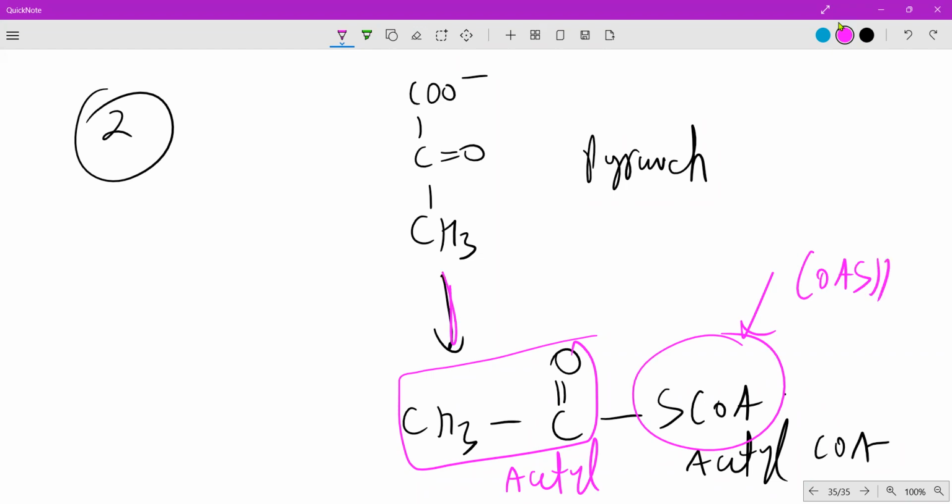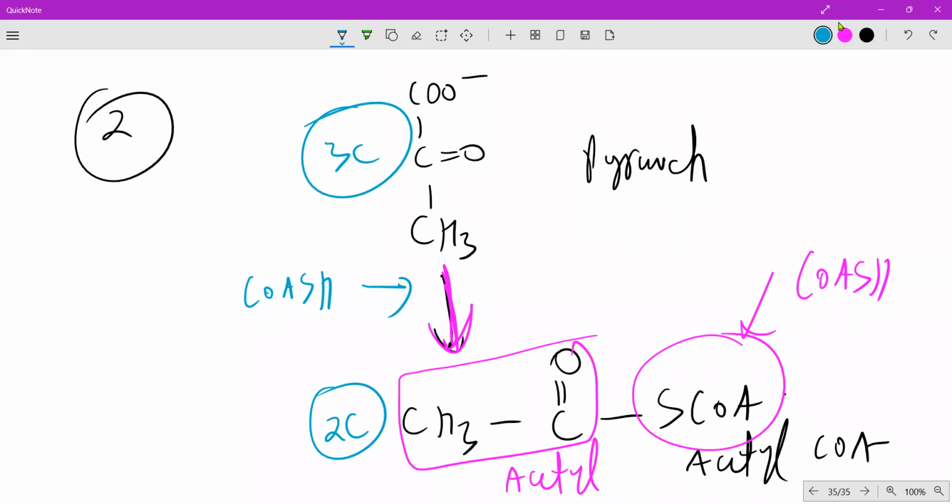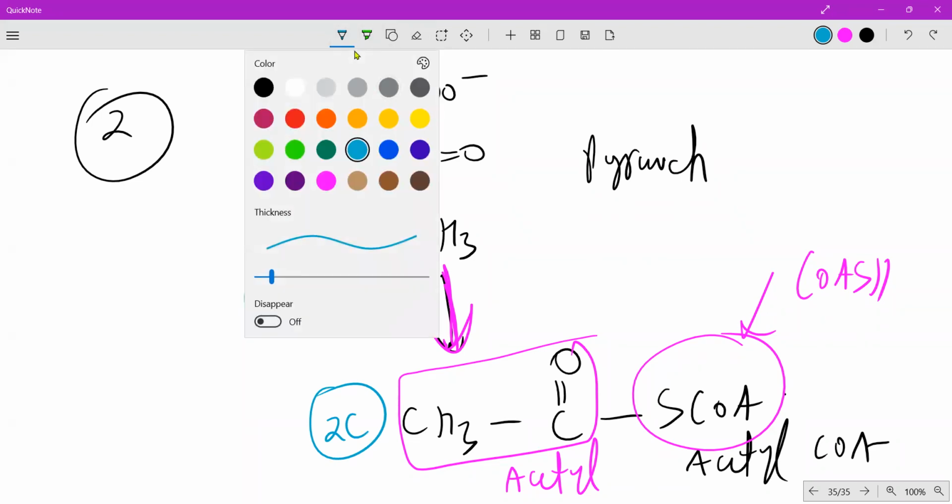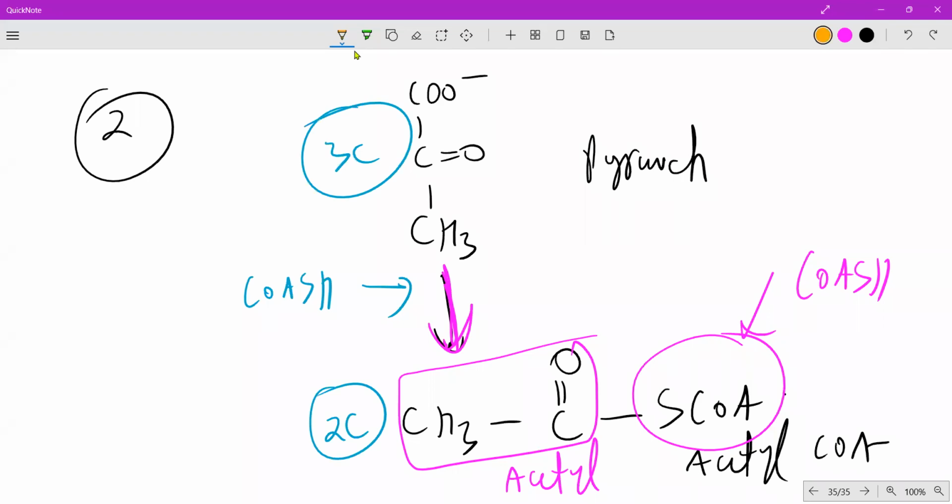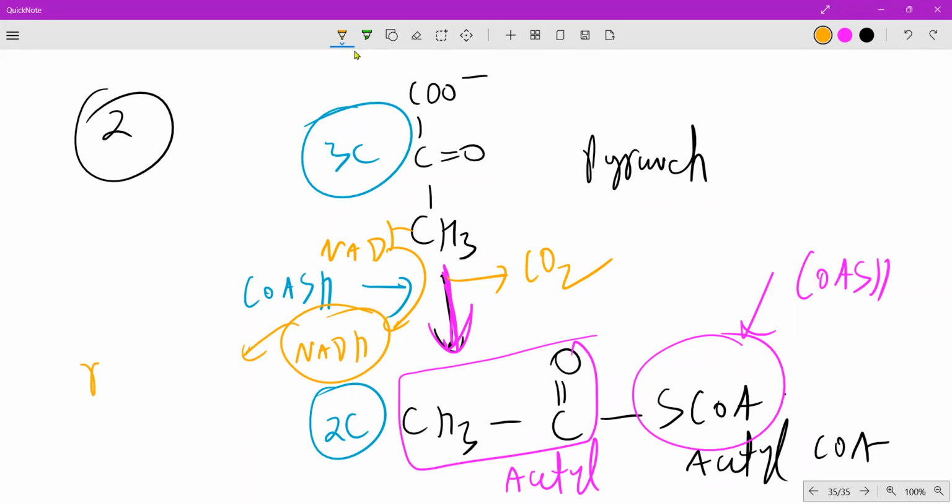In this reaction, we also need CoASH. This is a 3-carbon compound. This is a 2-carbon compound. Where did one carbon go? One carbon moves out in the form of CO2. At the same time, we also see NAD positive is converted to NADH. Some energy is conserved in the form of reduced coenzyme NADH.